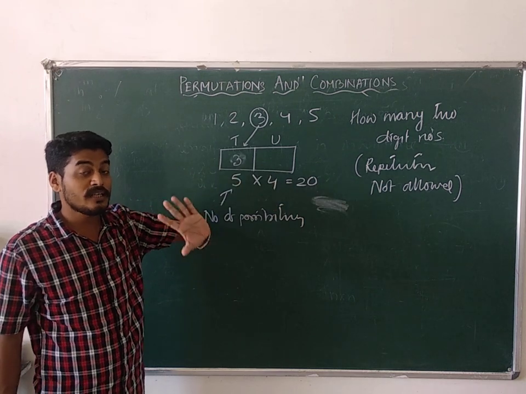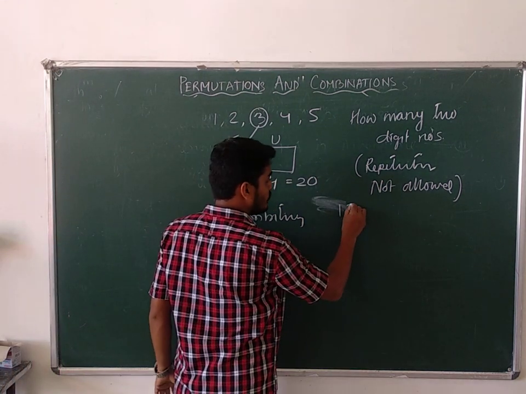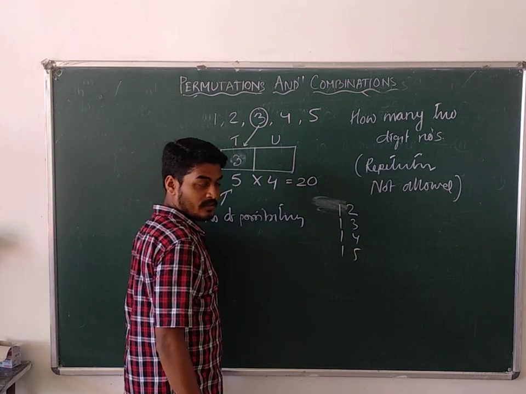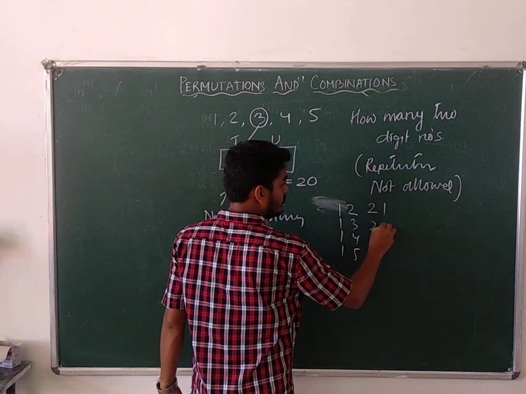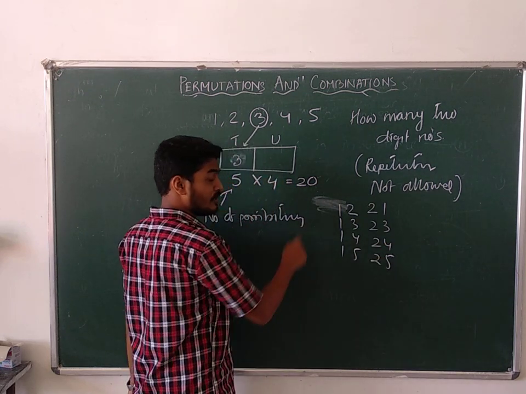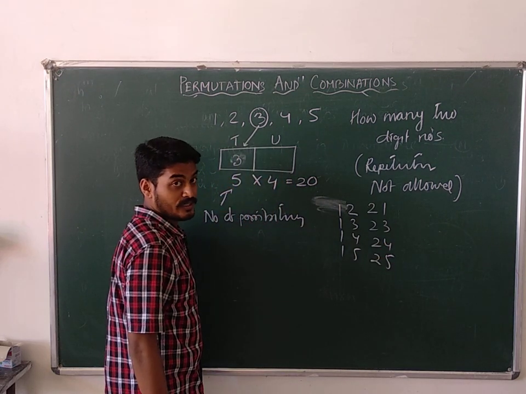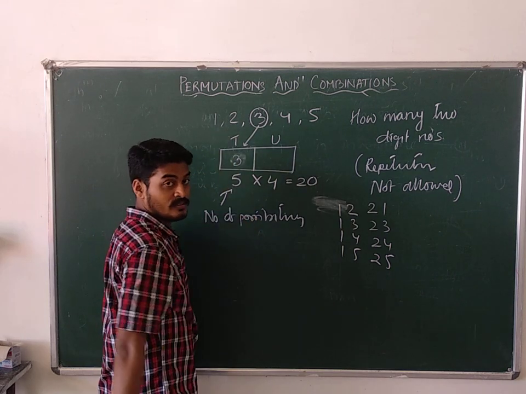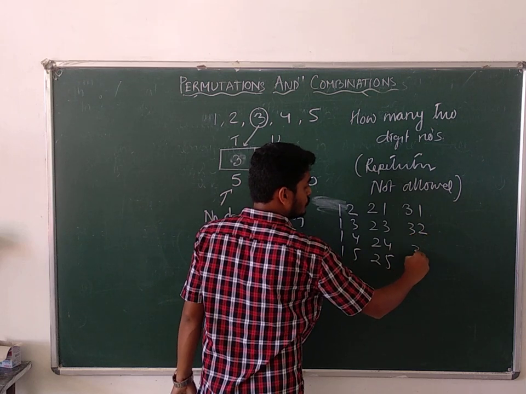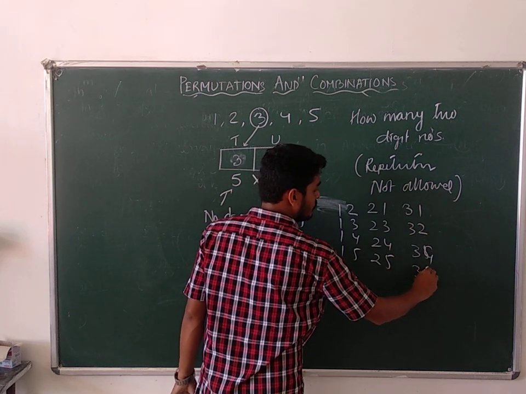If you want, you can write them out yourself: 1 2, 1 3, 1 4, 1 5. Correct? That is 4 numbers starting with 1. Then 2 1, 2 3, 2 4, 2 5. I have not written 1 1 because repetition is not allowed, since only one digit 1 is there. Okay? Then 3 1, 3 2, 3 4, 3 5.